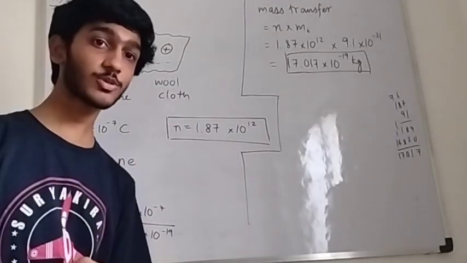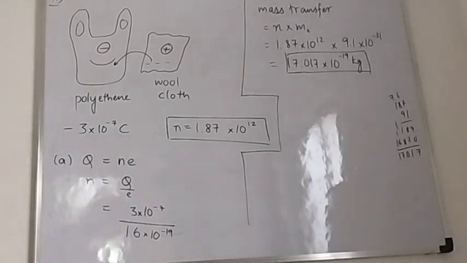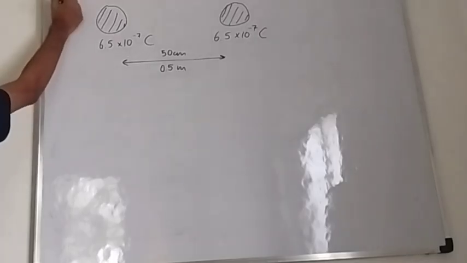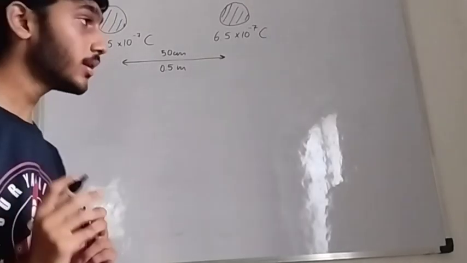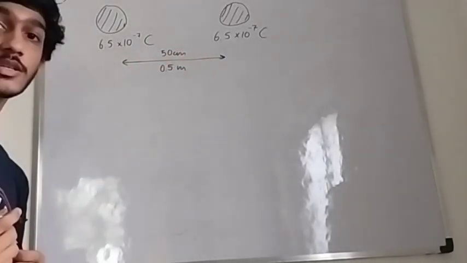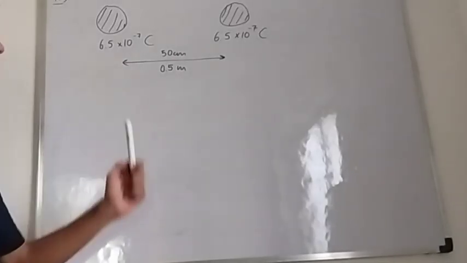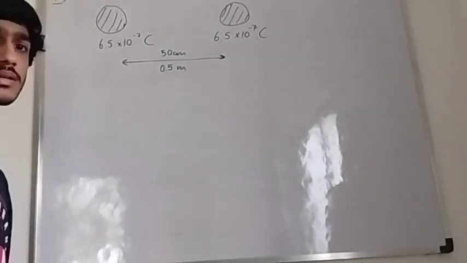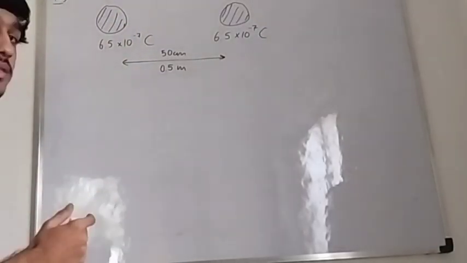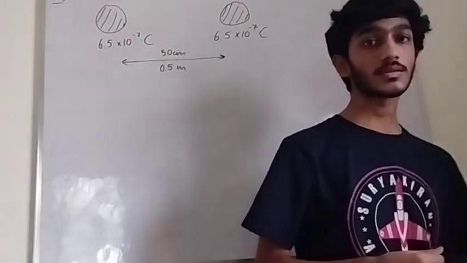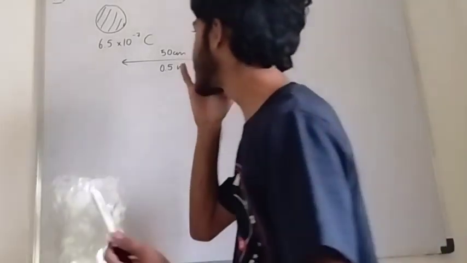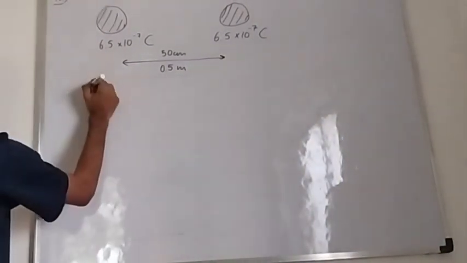Now we'll move on to the 12th question. Here we are in question number 12. There are two parts in this question as well. The first part says there are two spheres, each with a positive charge of 6.5 into 10 power minus 7 coulombs, separated by 50 centimeters or 0.5 meters, and their radius is negligible compared to the distance between them. When someone tells you this, you have to assume them as point charges, and the force between them is asked.